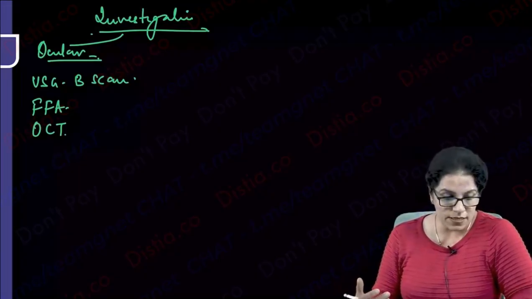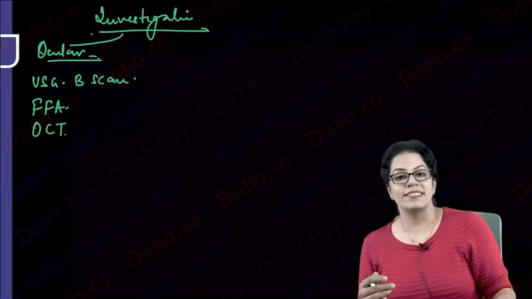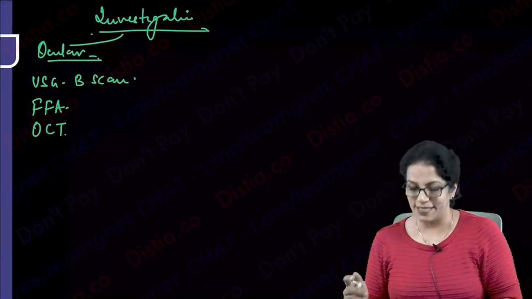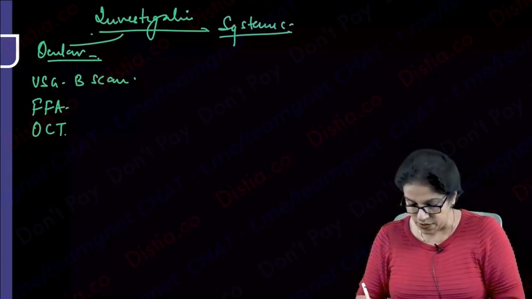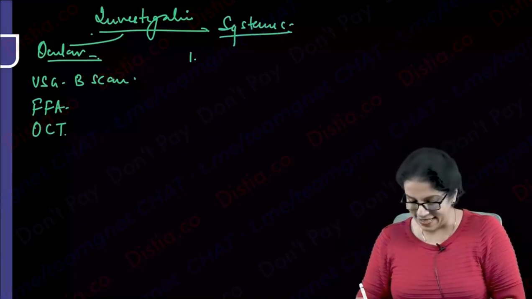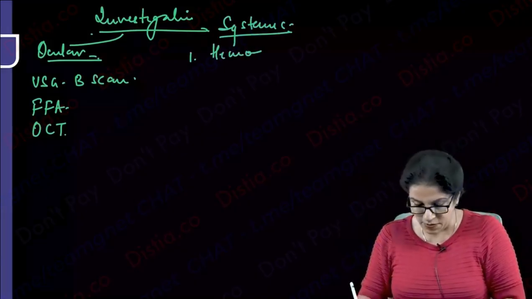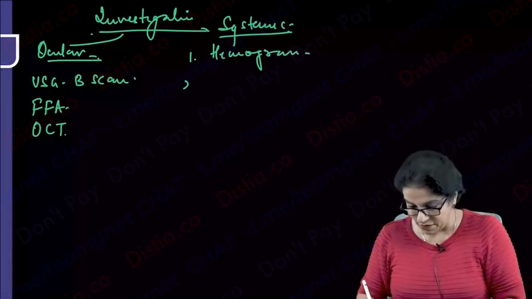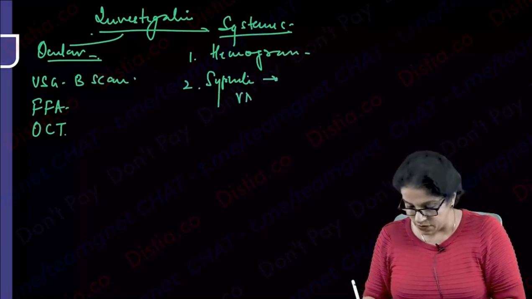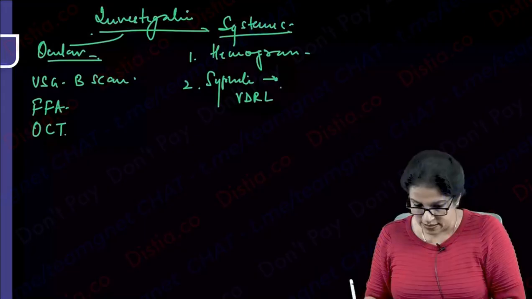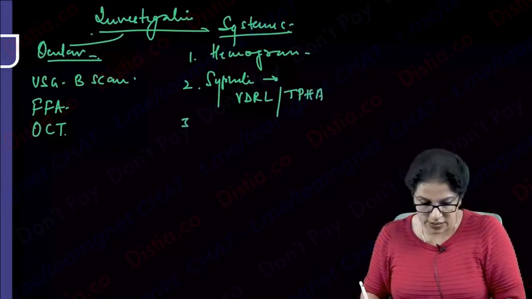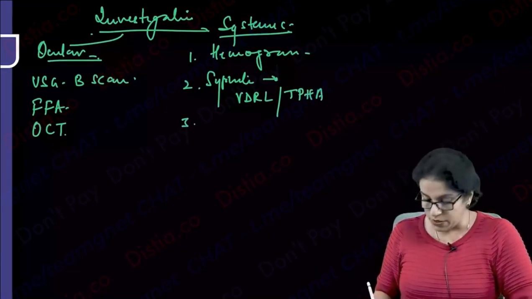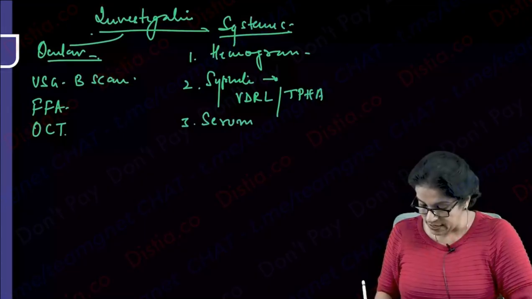Then we talk about systemic investigation, which is very, very important to understand. So again, you will just read it twice or thrice and you will know it. Nobody is going to ask you the list as such. Of course, I will start with the hemogram. If I doubt syphilis, what should I do? I will go accordingly. We will do the VDRL, TPHA and all that. Then, for sarcoidosis, I should go for serum ACE levels.